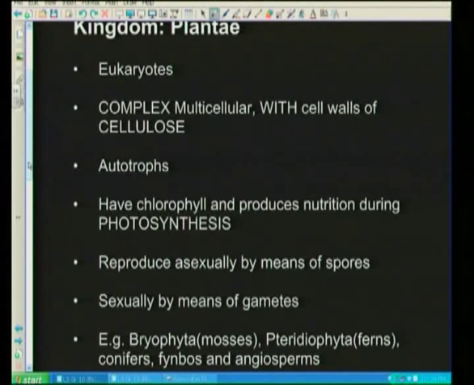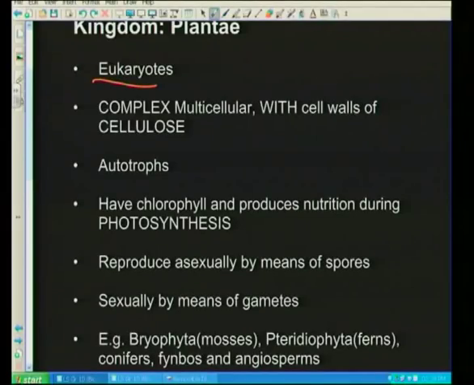We now go on to kingdom plantae. What are some of the features of plantae? Remember, they belong to the domain eukaryotes, because all plant cells have a true nucleus with a proper nuclear membrane. Some of the features of plantae are: they are eukaryotes, they are complex and multicellular, and they have a cell wall made up of cellulose. Now remember, cellulose is a type of carbohydrate that forms the structural component of cell walls. So cellulose is found in all plant cells.